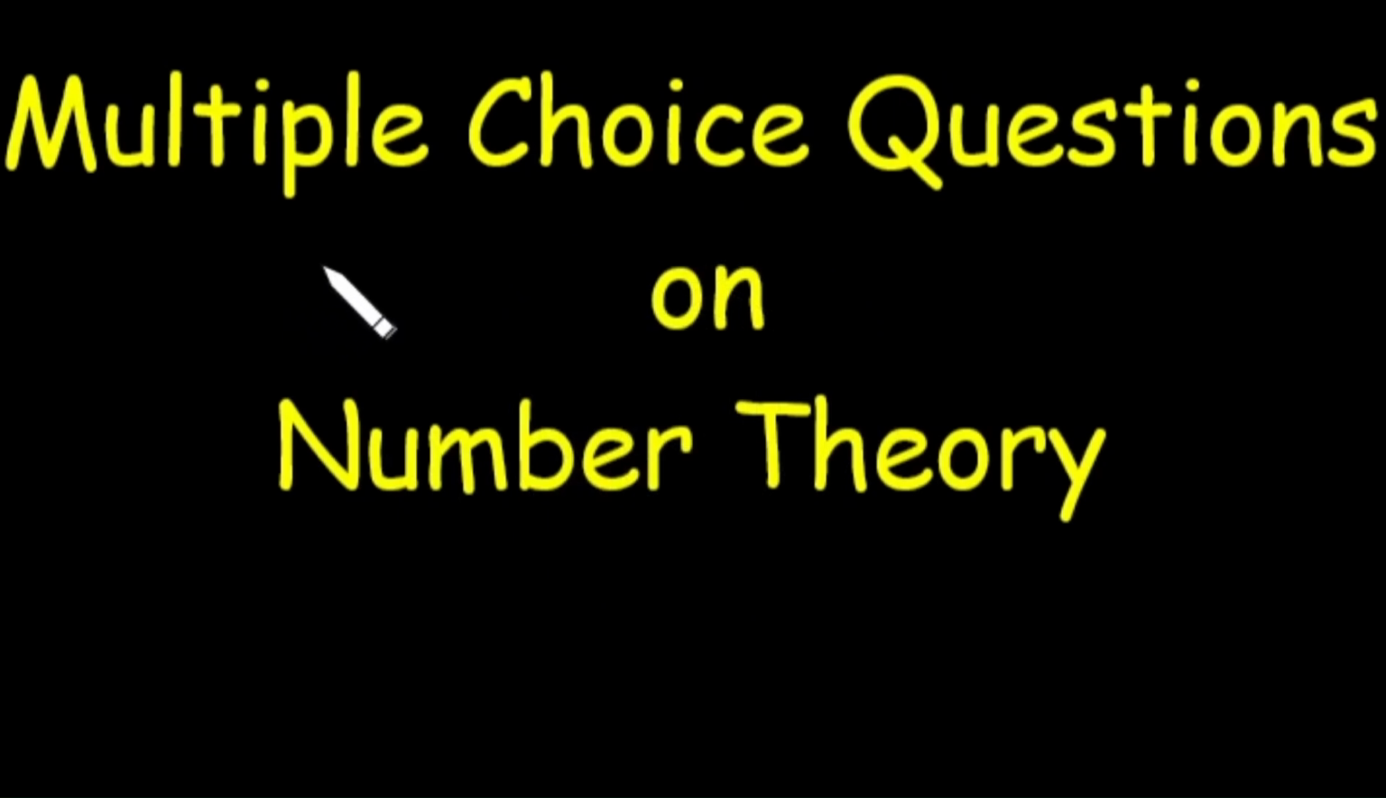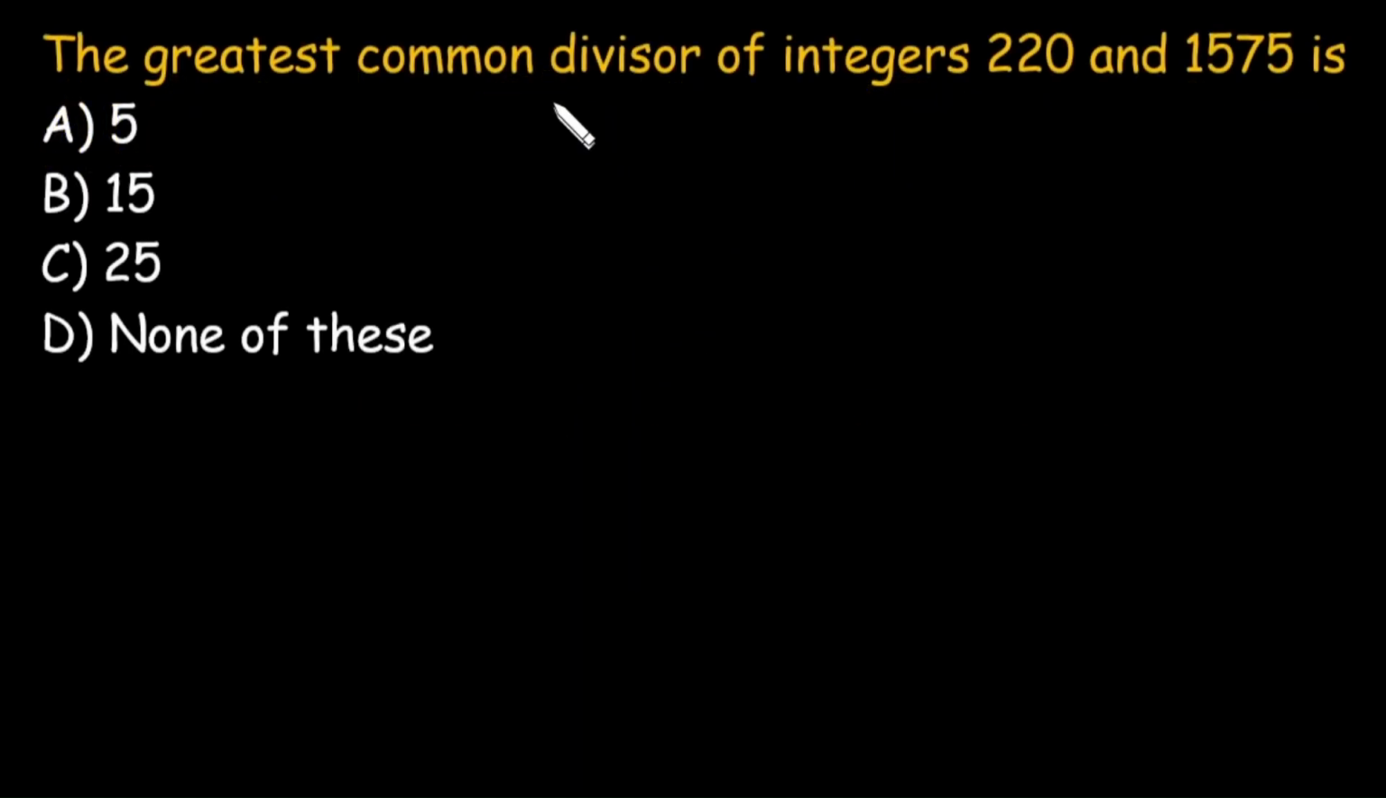In this video we are going to learn how to solve the multiple choice question based on the topic number theory. Let's start with the first question. The greatest common divisor of 220 and 1575 is what? For finding the greatest common divisor, first we need to write the prime factorization of these two numbers.